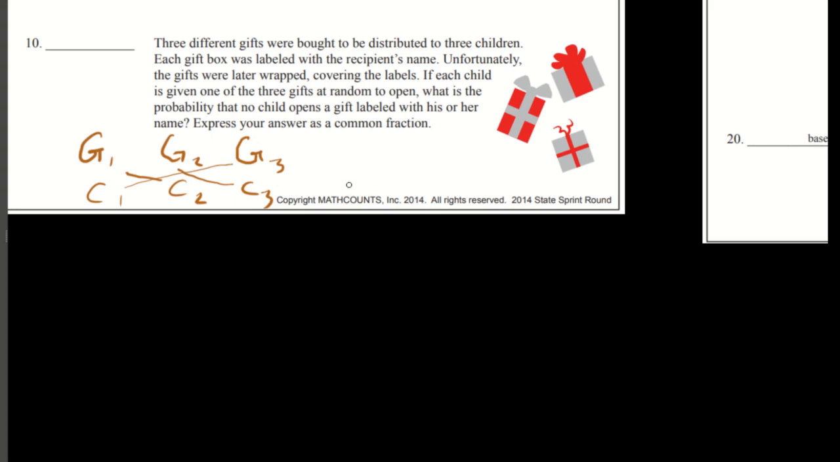What do you think? I think that's just 1/3 times 1/3 times 1/3. 1/3 times 1/3 times 1/3? Yeah. So what would that be? Because there's a 1/3 chance that they will open their gift for each child, and so you multiply those. Okay.